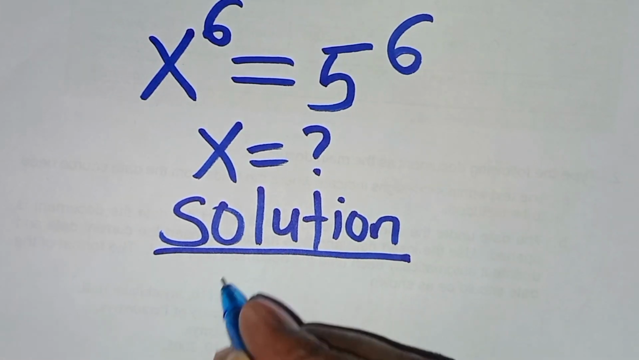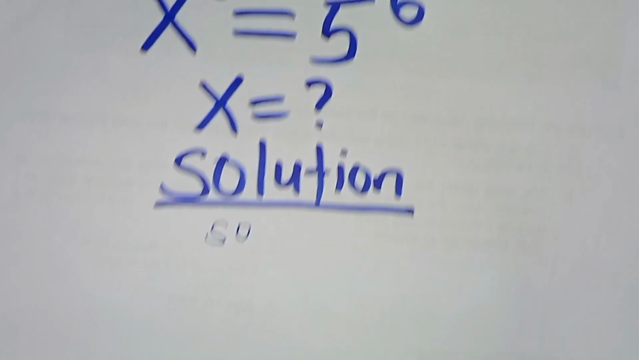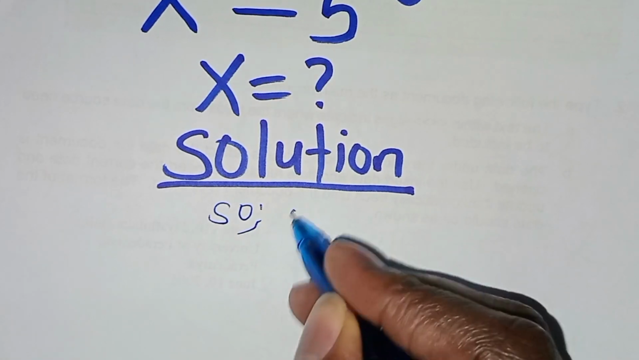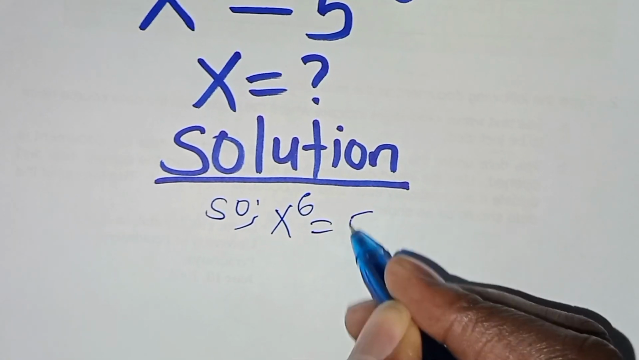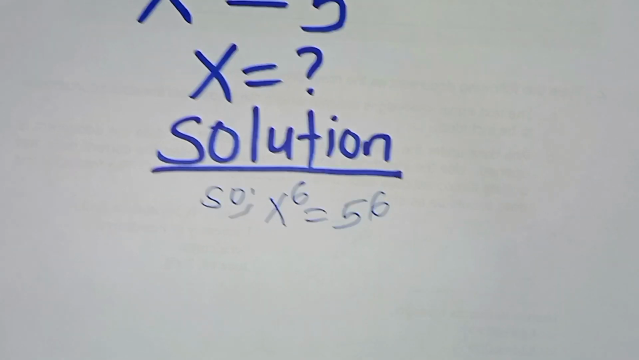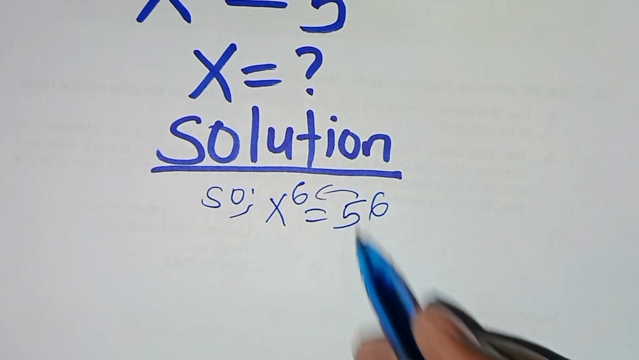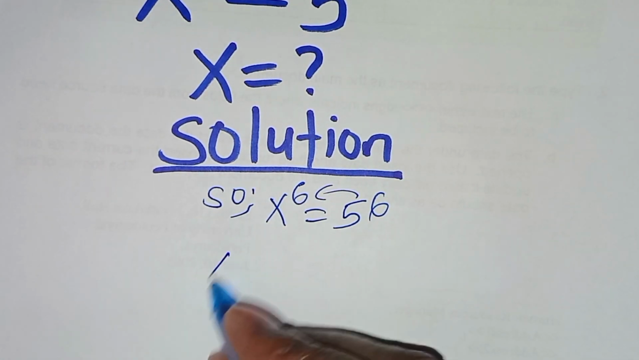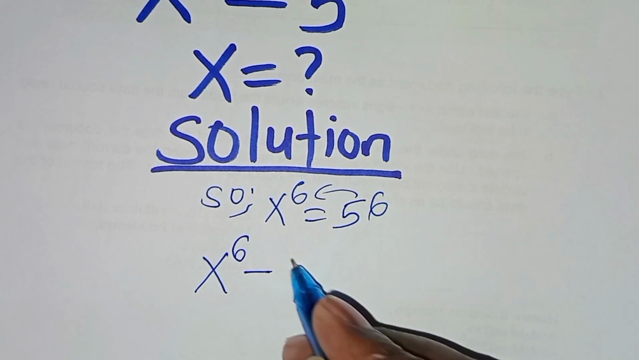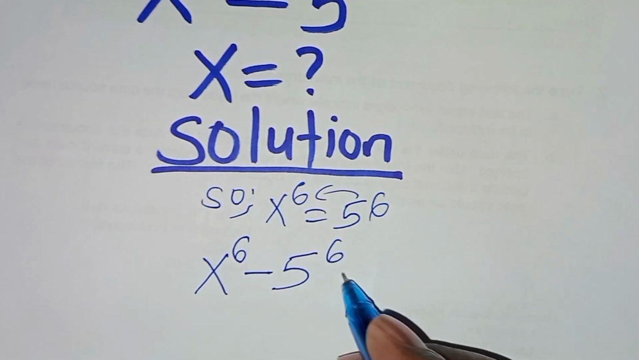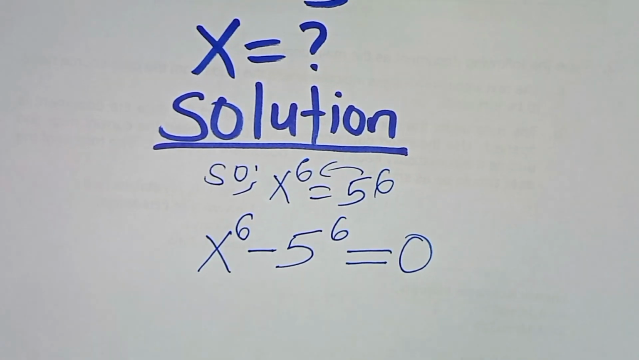So what is the value of x? Now, solution here, we have that x to power 6 is equal to 5 to power 6. Now let's take 5 to power 6 to the left hand side so that we'll have x to power 6 subtract 5 to power 6, this is equal to 0.